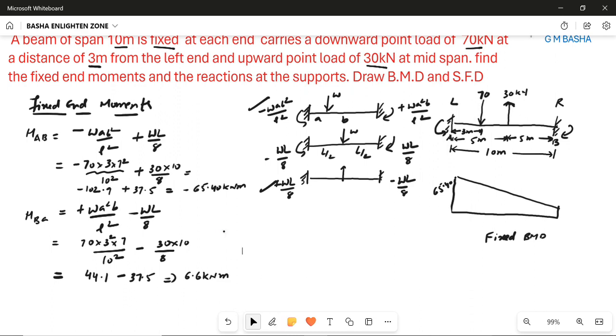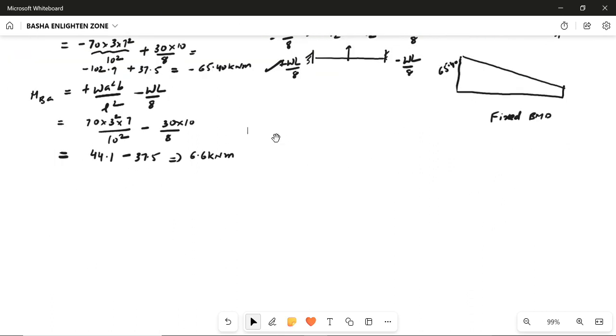Then our next step is to find the reactions at the supports and draw its BMD and SFD. So the fixed BMD is already obtained. If you want the free bending moment diagram, what do we have to do? Find out the reactions at either end. For that, I am assuming the entire fixed beam as a simply supported beam like this.